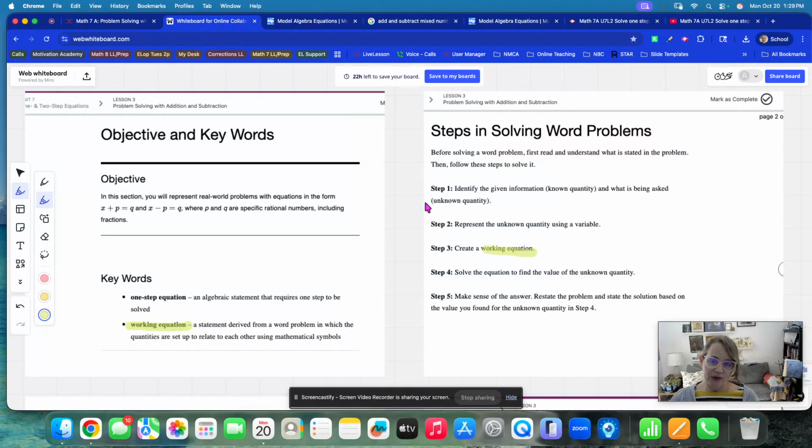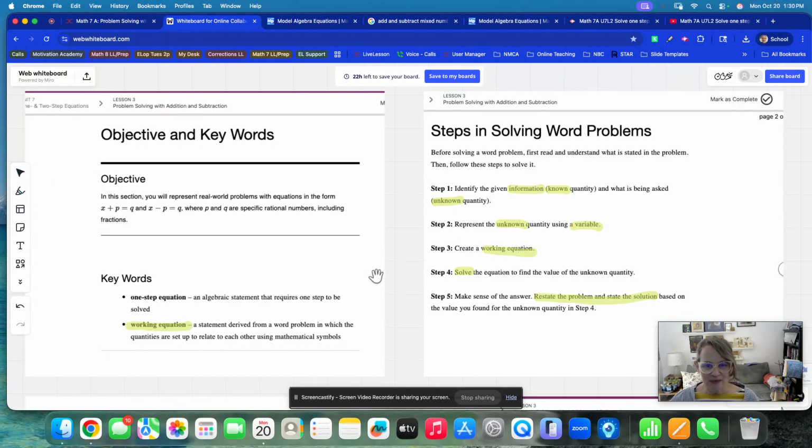But so basically what they're going to have you do is identify all the information, what you know and what you don't know. Okay. Step 2 is you're going to give the unknown quantity a variable. Okay. Then you're going to create that working equation. Then you can solve it. And then it says to restate the problem and state the solution. Okay, so we'll give it a try, see how it goes.